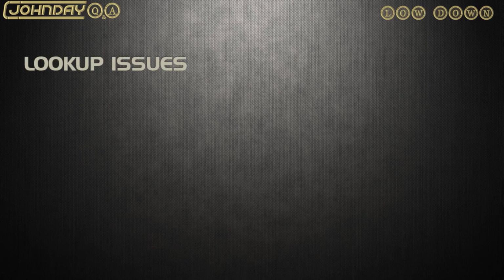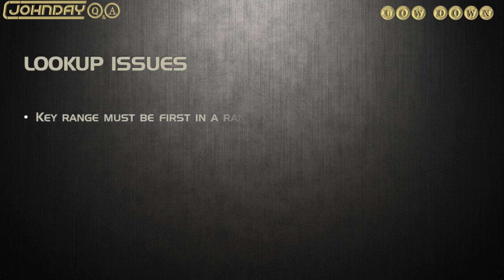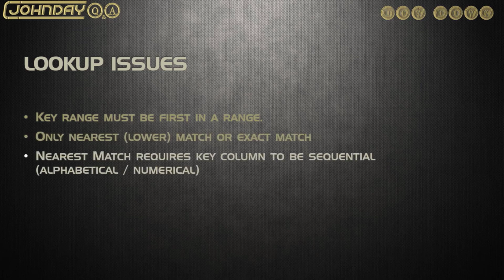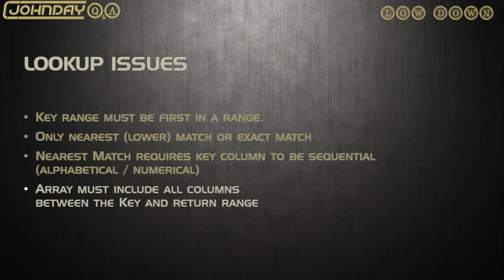As we've identified, there are some limitations with these lookup functions. We talked about the key range. It must be the first range in the block of cells that you're looking in. It only looks for the nearest lower match when you do an approximate match. What if I wanted to look at the higher match? The nearest match requires the key column to be sequential, and we also noticed that the array must include all the columns between the key one we're looking for and the value to return. So if there's 6 or 7 columns or rows apart, I have to include those rows and columns as well.